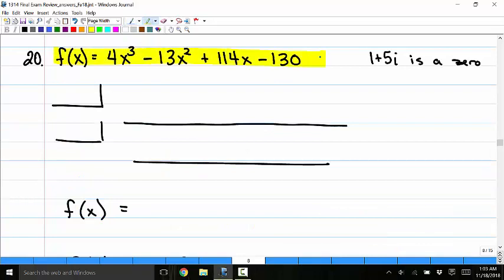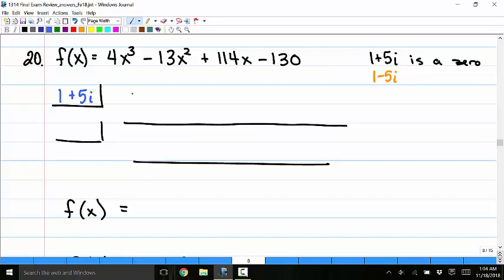Given this polynomial, f of x equals 4x cubed minus 13x squared plus 114x minus 130, if I want to write f as a product of linear factors, and I know that 1 plus 5i is a 0. Okay, I know that zeros come in complex conjugate pairs, so I also know that 1 minus 5i will be a 0. But that's only going to give me 2 zeros, so there's going to be a third 0 somewhere. I need to find it. So let's start by putting 1 plus 5i in our half box.